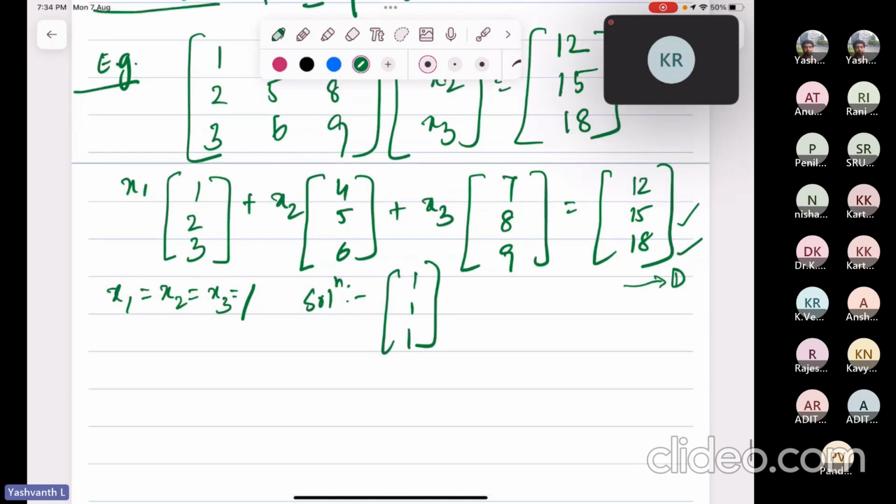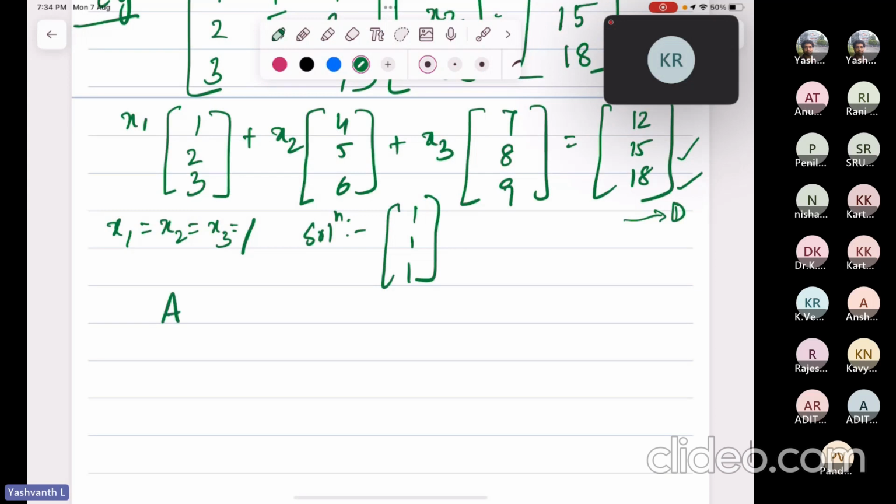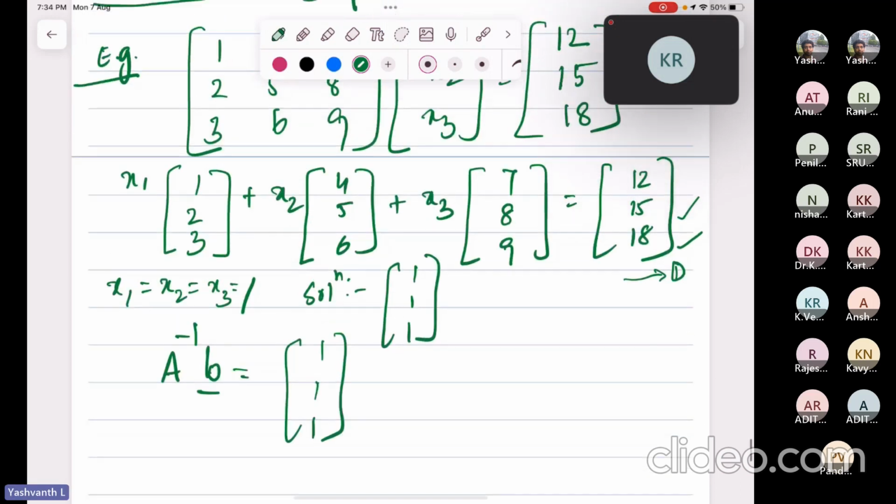You can verify the same thing. I mean, it's a homework. Maybe you can take it as homework by computing the inverse of the matrix A explicitly and multiplying by the vector b. You will get x to be 1, 1, 1. Okay, so now what does it mean?